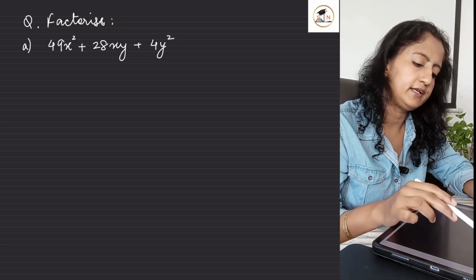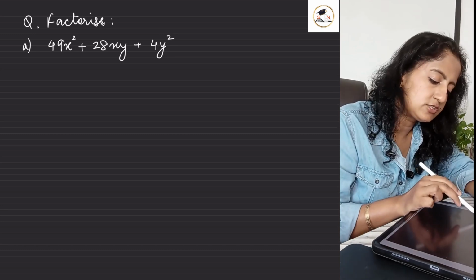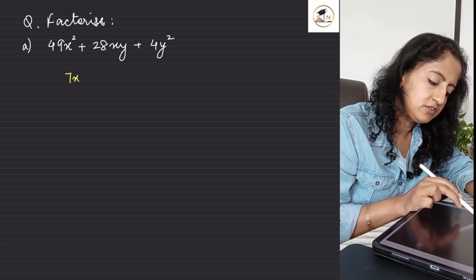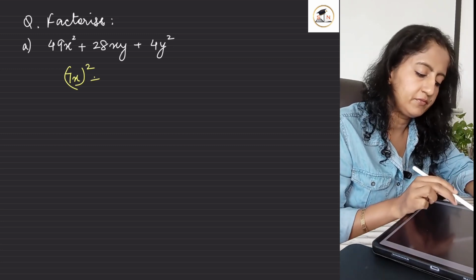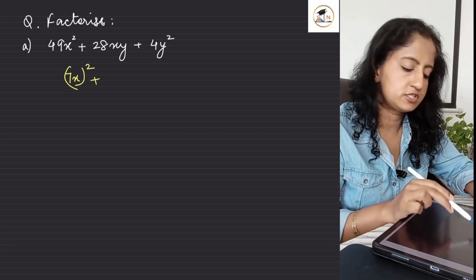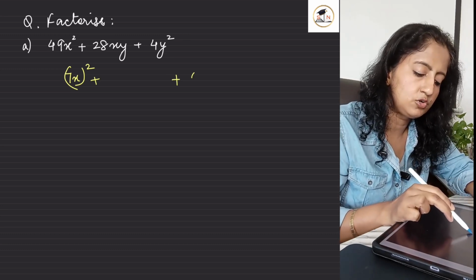Okay, now let's start writing. So 49x square is a square of 7x. So we write it like this, 7x whole square. Then I am not writing the middle term first, but I am going to write the third term, that is 2y.